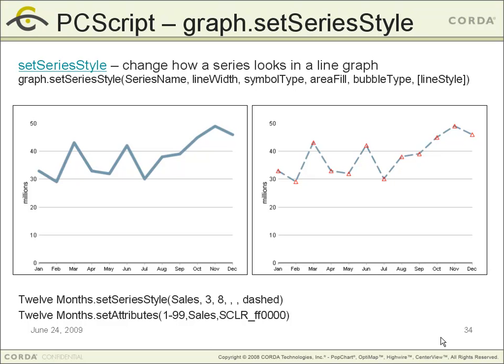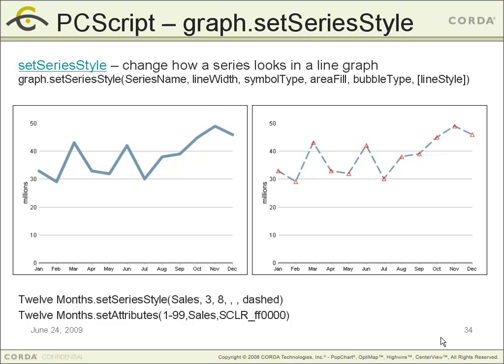Set series style allows you to change how a series looks in a line graph. So you specify the name or the series number, the line width, symbol type, whether you want area fill under it or not, a bubble type if you're doing bubbles, and a line style.